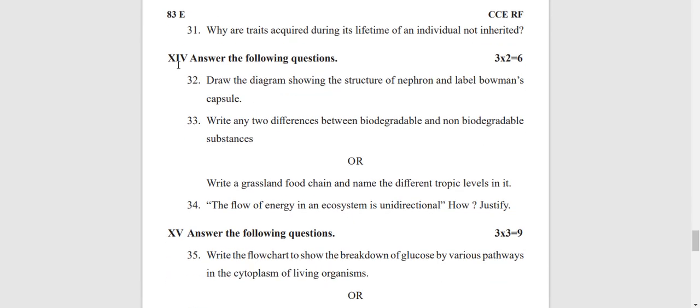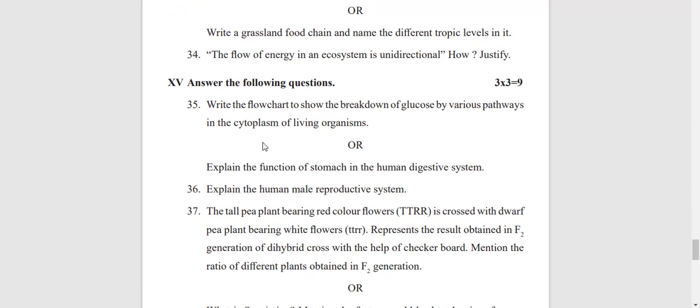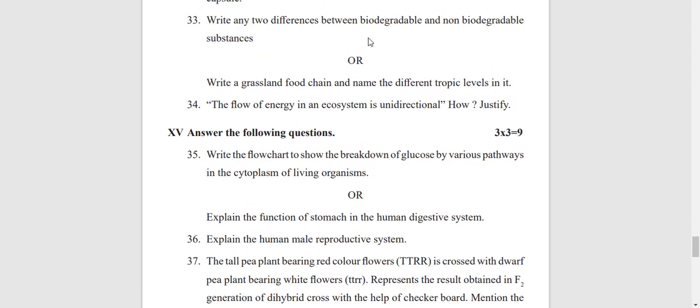Now the next one, answer the following question. Draw the diagram showing the structure of nephron and label Bowman's capsule, from life processes. This question is from life processes. Write any 2 differences between biodegradable and non-biodegradable substances. So this question is from sources of energy, correct? Write a grassland food chain, sorry, this question is from ecosystem chapter. Ecosystem. Write a grassland food chain and name the different trophic levels in it.